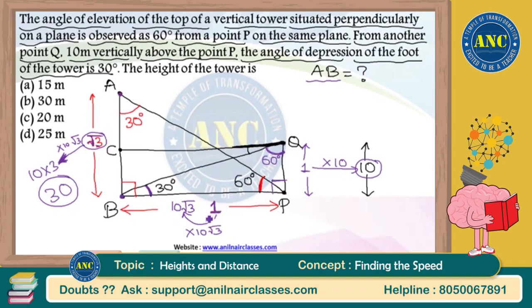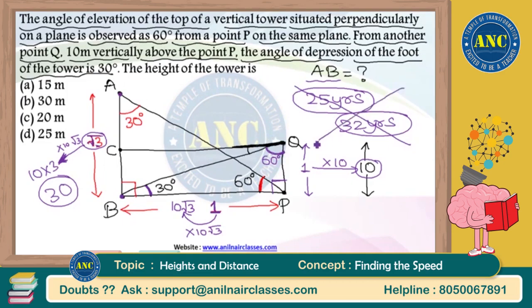Why are you converting this 1 to 10 root 3? See, your age is 25 years, for example. Right now your age is 25 years. Your age at the same time cannot be 32 years also. Correct, right? Is it possible? Right now you are 25 years. At the same time you are also 32 years. Is that statement true, sir? That can definitely not happen.